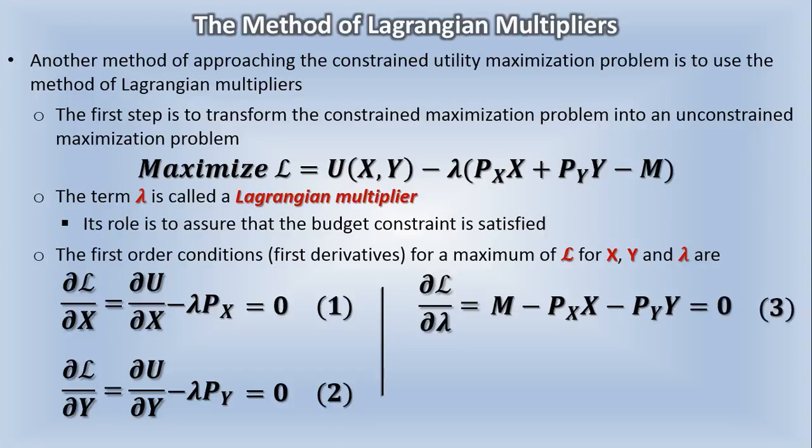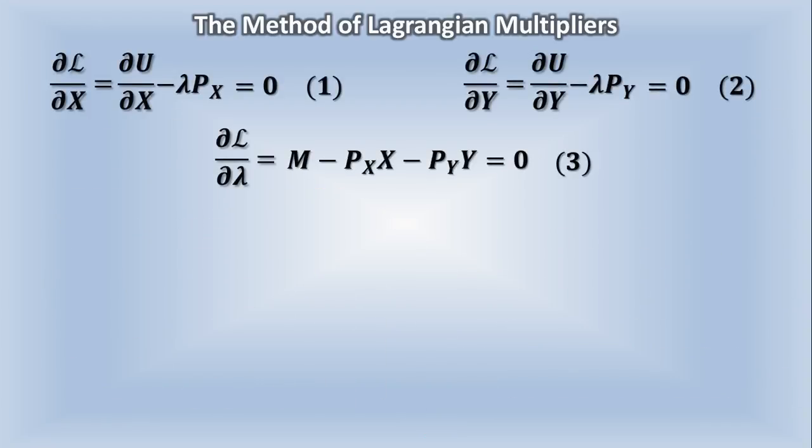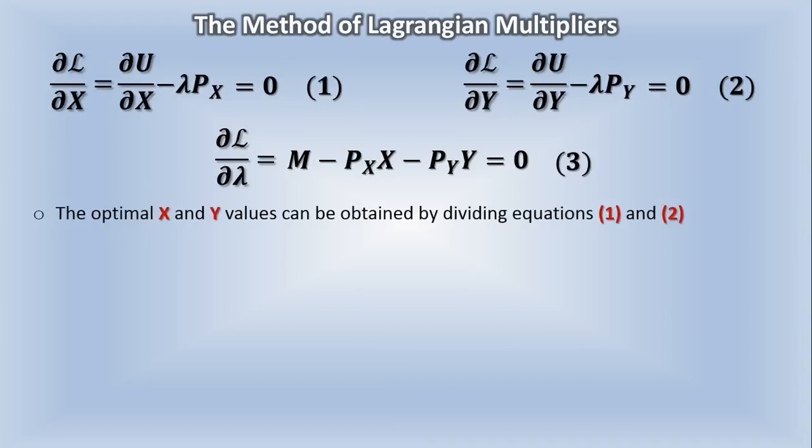Remember, this method is going to be extra credit. But if you get it, you'll get some extra points. All right, anyway, so that's the third one there. So 3 guarantees that the budget constraint is satisfied. The next step is to solve these equations for x and y. So you've got those 3 first order expressions. The optimal x and y values can be obtained by dividing expressions 1 and 2.